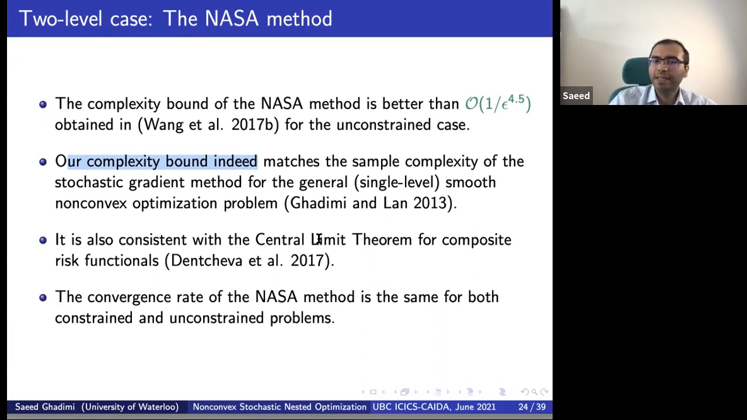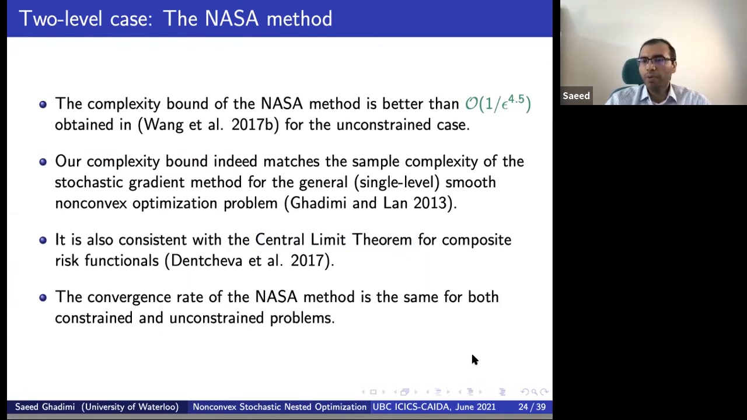It is also consistent with the central limit theorem that I mentioned at the beginning. So if you remember, for this theorem, people have shown that there is no difference if you just have one function or a composition of two or more functions. You get the same convergence rate for the central limit theorem. And here we show that if you have two functions, we can still get the same convergence rate as the single level problem.